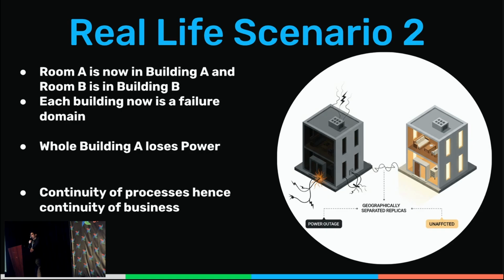So if the whole building loses power, the previously named rooms A and B are just like having one failure domain, and the other will be working, which means that the other building and the other replicas will be picking up the tasks, and it will be continued.